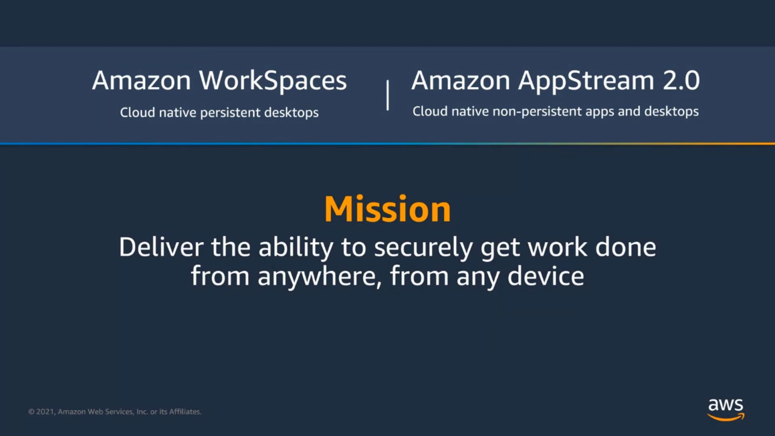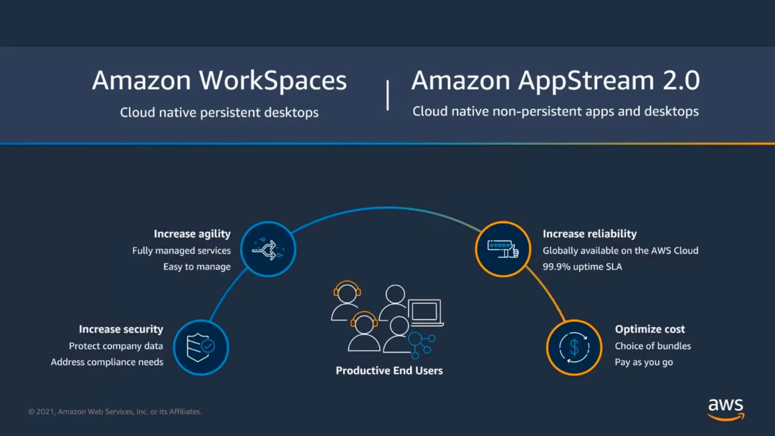What is Amazon Web Services End User Computing? It's comprised of two main products, Amazon Workspaces and Amazon AppStream 2.0. Our mission is to deliver the ability to securely get work done from anywhere, from any device. Customers go to end user computing for four main reasons.